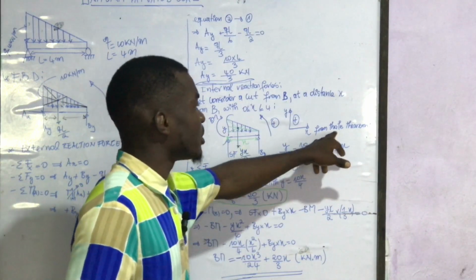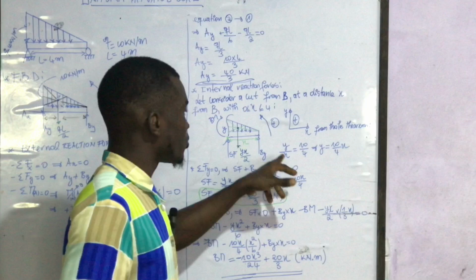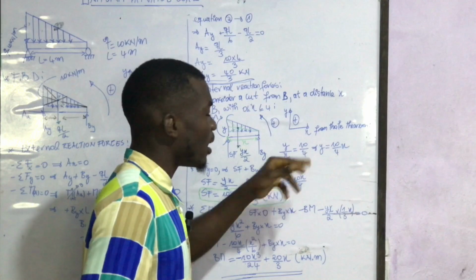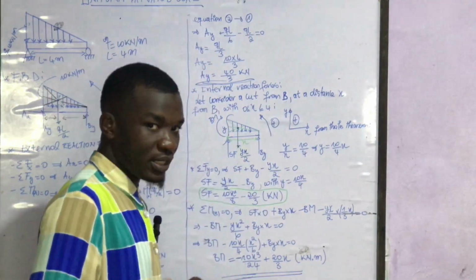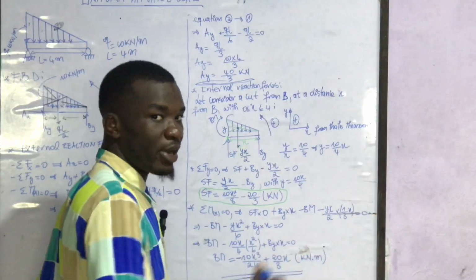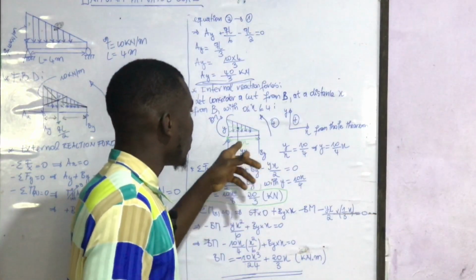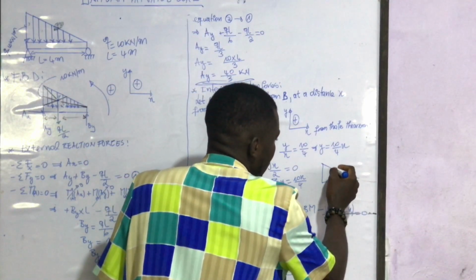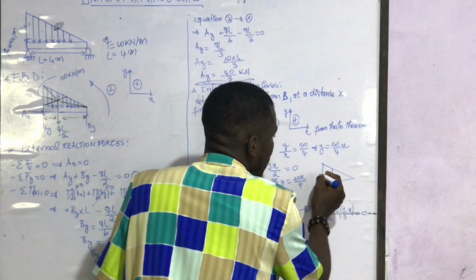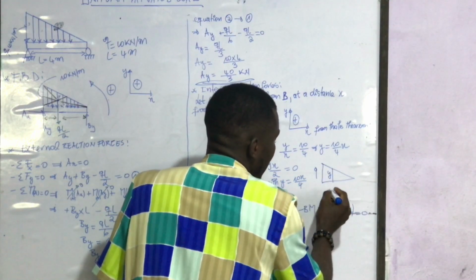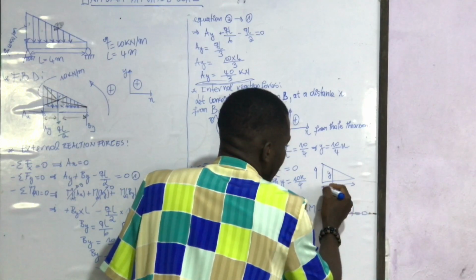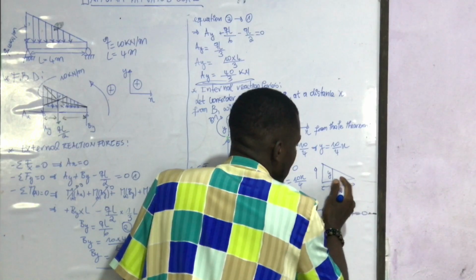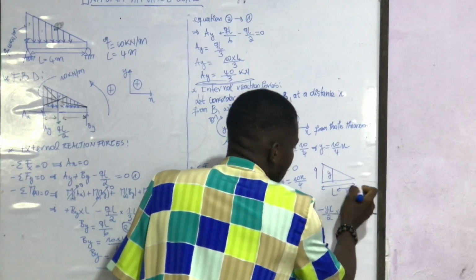By using Thales theorem, since it's a triangle, we can have Y over X equal to 10 over 4. 10, remember, was the load given initially. 4 was the span of our structure, the length L. Now, as we have made the cut, if we represent it here, we'll have something like this. This was Q, this is now Y, here you have the total length L, and here is our small length X.